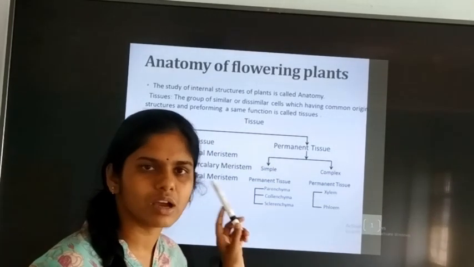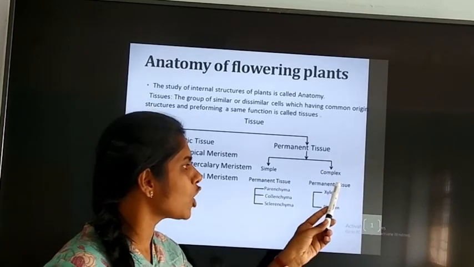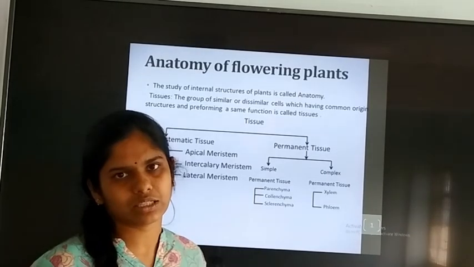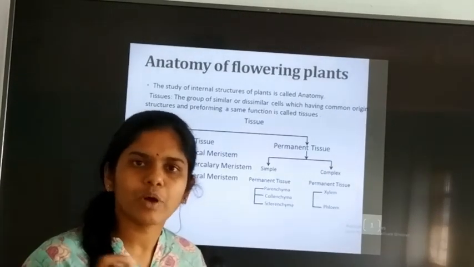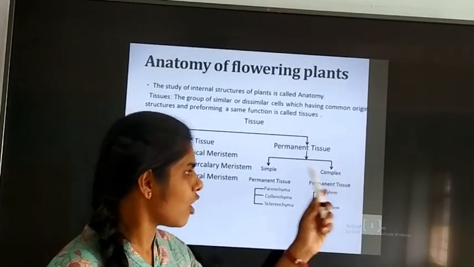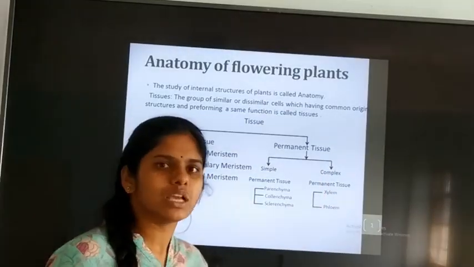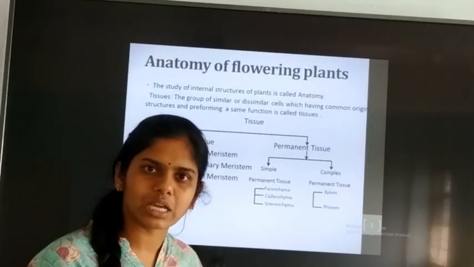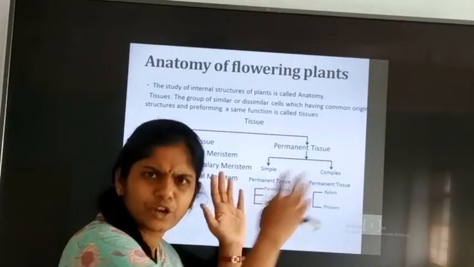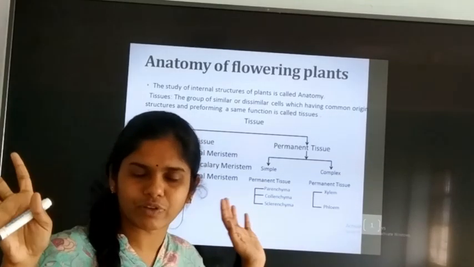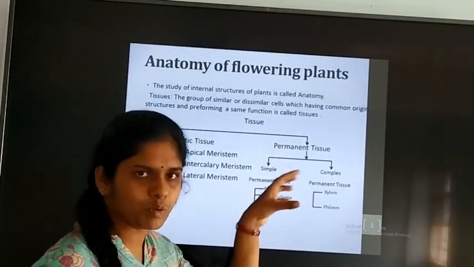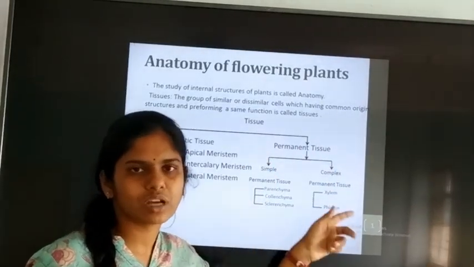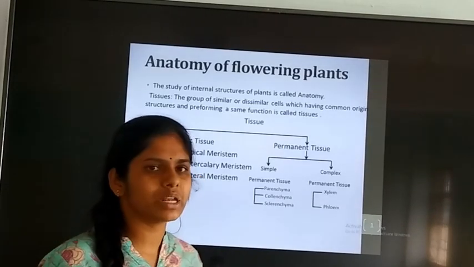There is a difference between simple permanent tissue and complex permanent tissue. Simple permanent tissue is a group of similar cells performing the same, common function. Complex permanent tissue is a group of dissimilar cells performing a common function. The function is the same, but it is a group of dissimilar cells. This is simple and complex permanent tissue.